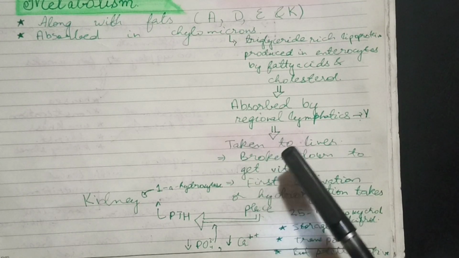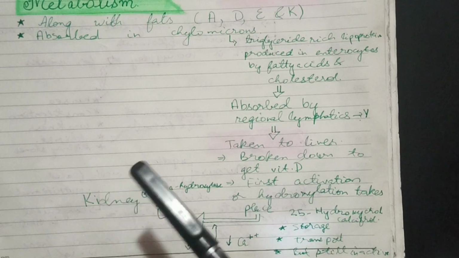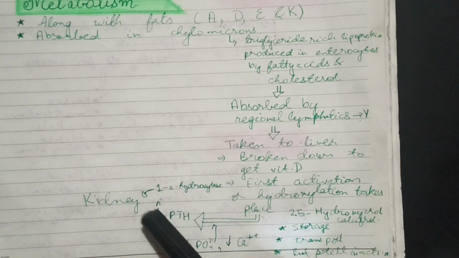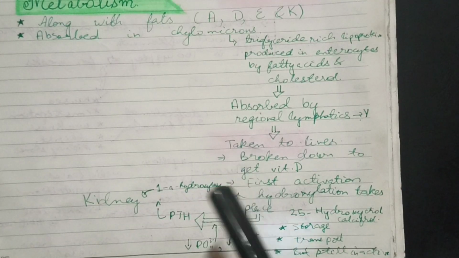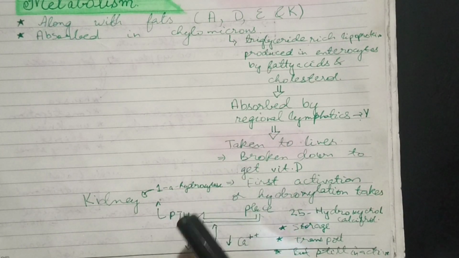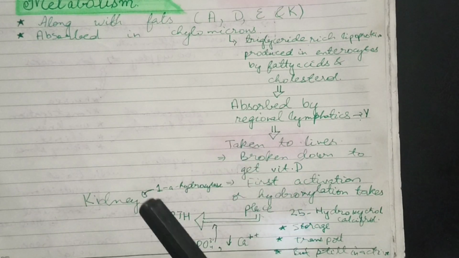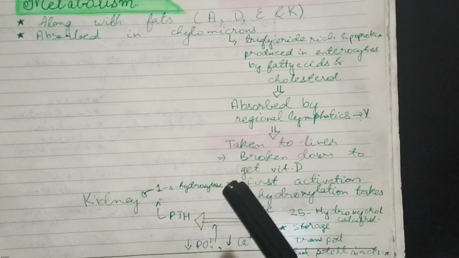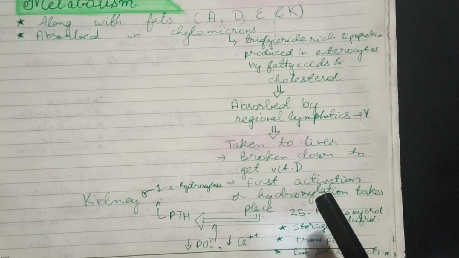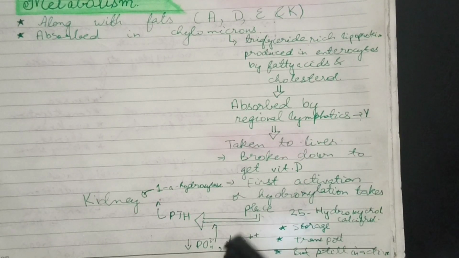Now further it will travel through the blood into the kidney and will be further activated there by which enzyme? 1 alpha hydroxylase. This is the second step of activation, and the product will be named 1,25 dihydroxycholecalciferol.